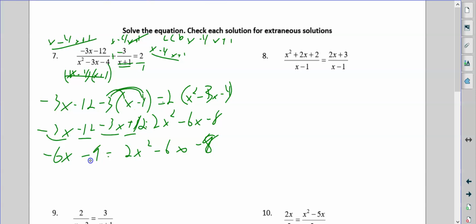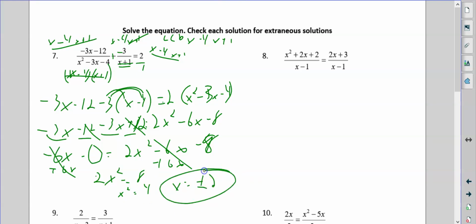So in this case, the 12s actually cancel. So I end up with negative 6x. I'm going to move this over by adding 6x, which also makes this disappear. So I end up with 2x squared minus 8 equals 0. So that's 2x squared equals 8. Divided by 2, x squared equals 4, which means x equals plus or minus 2. And that will not give me a 0, so that's my answer.